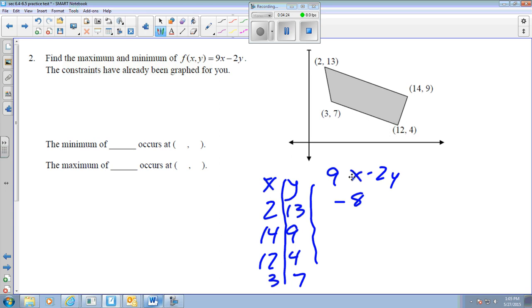9 times 14 gives me 126. Minus 18 gives me 108. 9 times 12 is 108. Minus 8 gives me 100. And 27 minus 14 gives me 13. So my minimum value of negative 8 occurs at the point 2, 13. My maximum value of 108 happens at 14, 9.